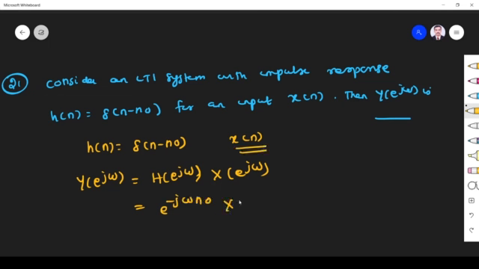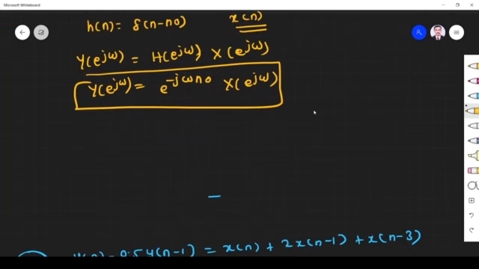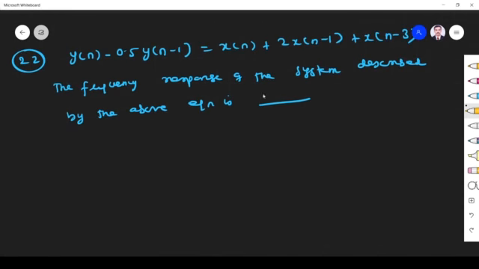For x of n, the Fourier transform is X of e power j omega. So Y of e power j omega is equal to e power minus j omega n naught times X of e power j omega. The next question is, what is the frequency response of the system described by the equation? The frequency response means you have to find H of e power j omega, that is equal to Y of e power j omega divided by X of e power j omega.